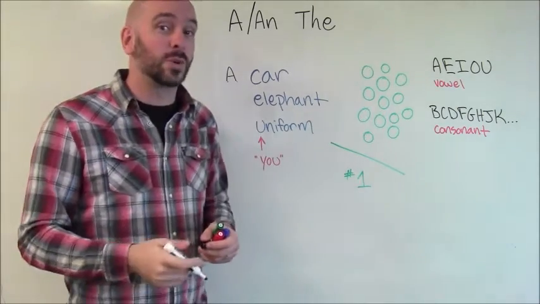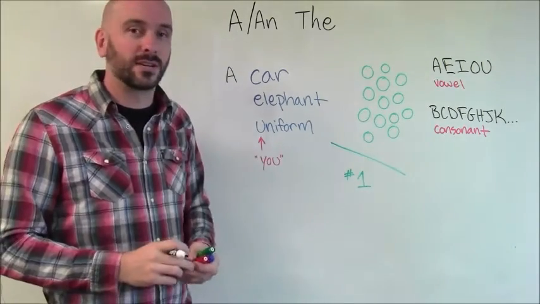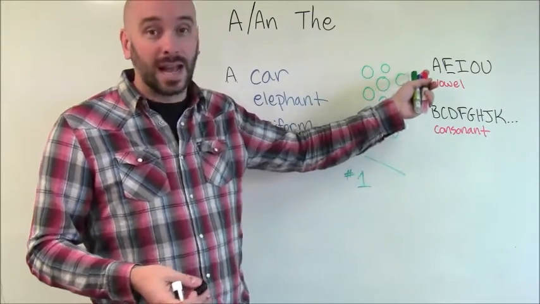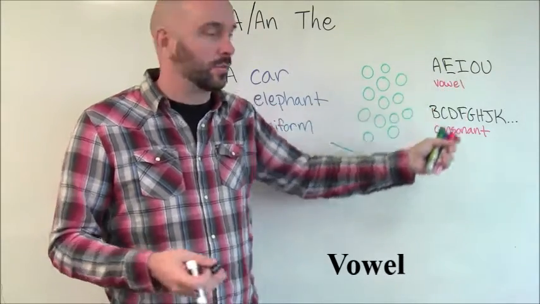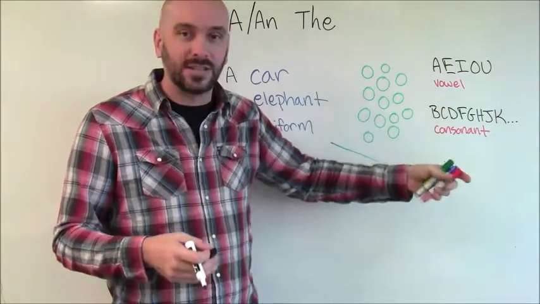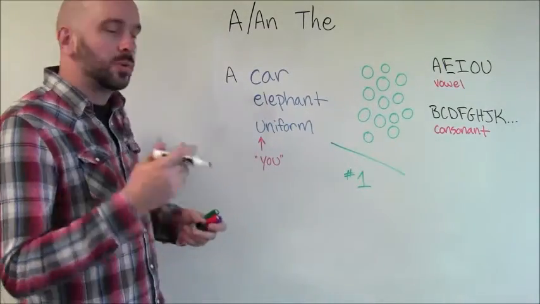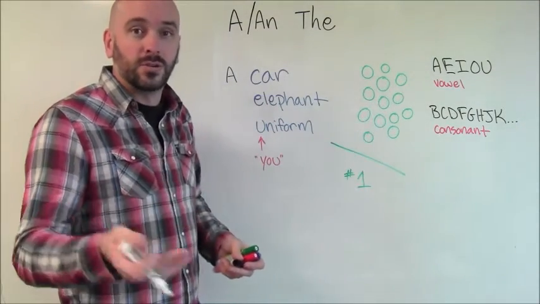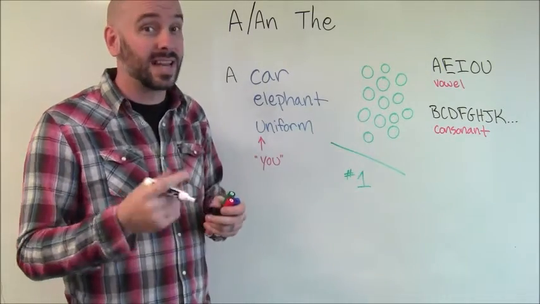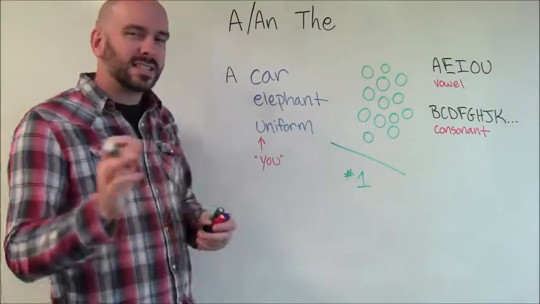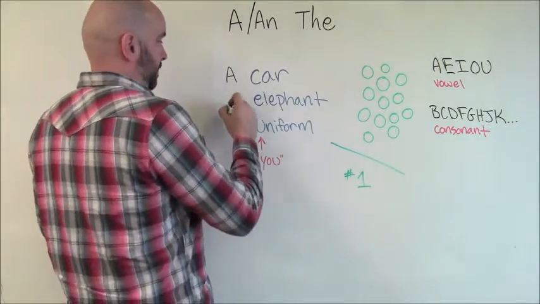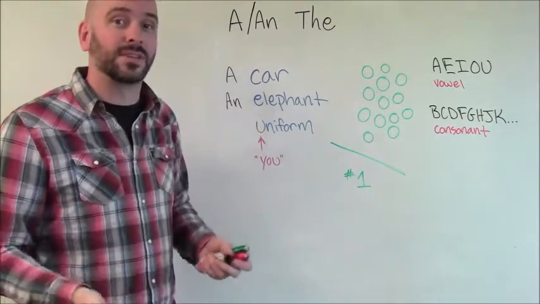Now, if you're not exactly sure what a consonant is, I've written it down over here. A consonant is every letter that's not a vowel. Our vowels are A, E, I, O, and U. Consonants are B, C, D, F, G, H, and so on. So in front of every consonant, we're going to use a: a car, a bike, a sandwich. Slightly different with vowels. With vowels, we're going to use an, like an elephant.